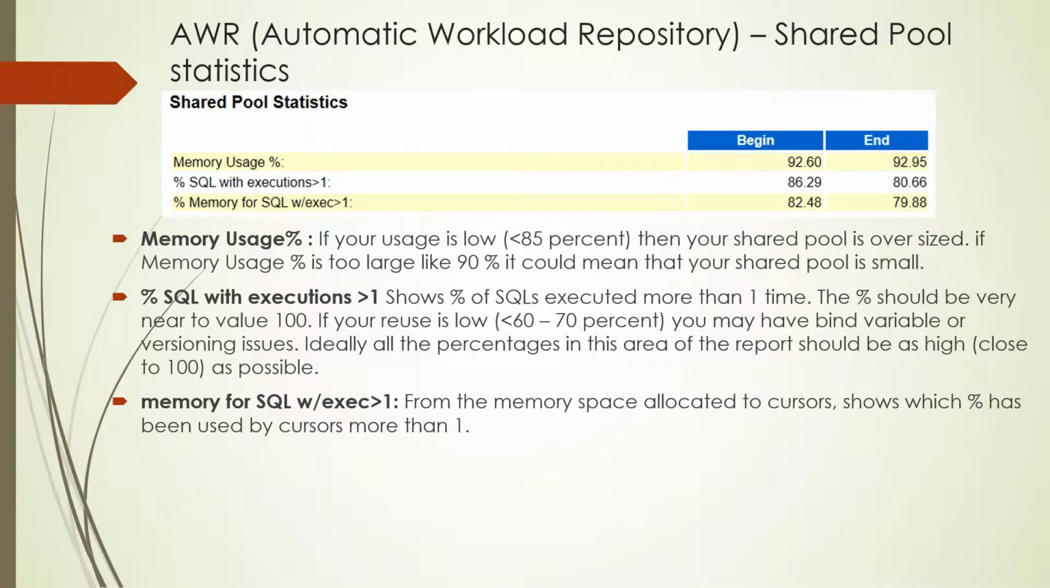Next is your percentage of SQL executions greater than one. How many SQLs are executed more than once? It is a percentage, and it should always be near 100%. If your reuse is low, that means if the percentage of SQL executing more than once is below 60 to 70%, you may have a bind variable or versioning issue. That means Oracle has to calculate another SQL plan, or use another shared pool area for that particular SQL, right? Ideally this percentage should be as high as possible, or 100%. Here we see 86%, so it's still good, it's above 70%, right?